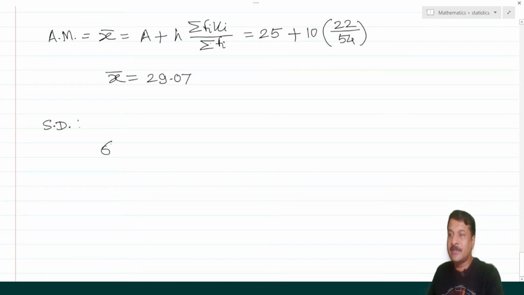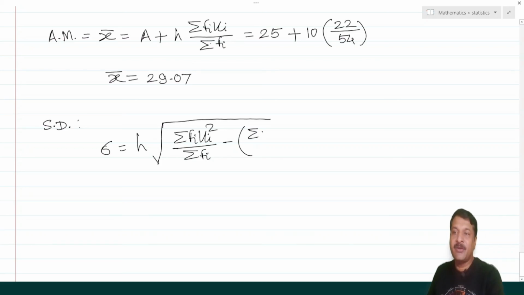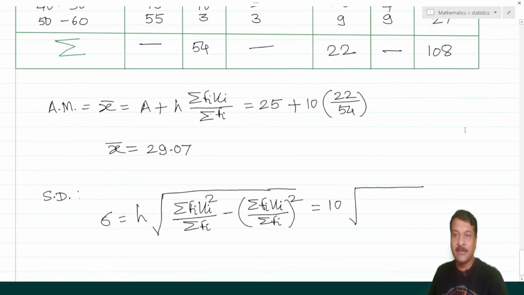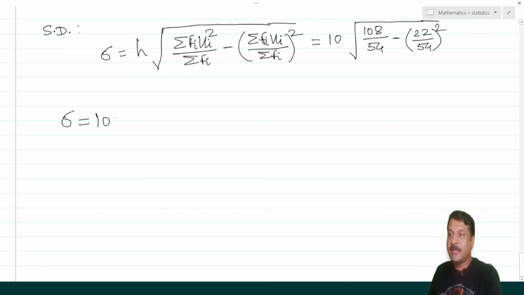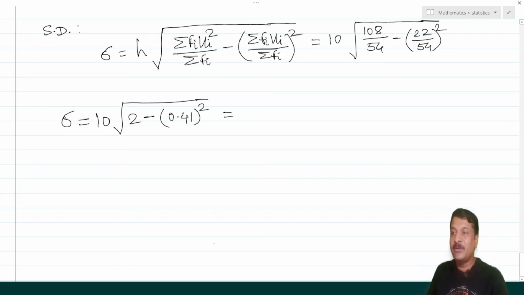Now the standard deviation, that is sigma, equal to h into under root of summation of fi ui square upon summation of fi minus the whole square of summation of fi ui upon summation of fi. In the exam you can use your direct steps: directly substitute these values here and find the value by calculator. So it is 108 upon 54 minus 22 by 54 whole square. So what is sigma? It is 10 under root. Here I am showing a step, but in the exam you can write the answer directly. I am getting sigma equal to 10 under root of 2 minus 0.41 square, so 10 into under root 1.8319.